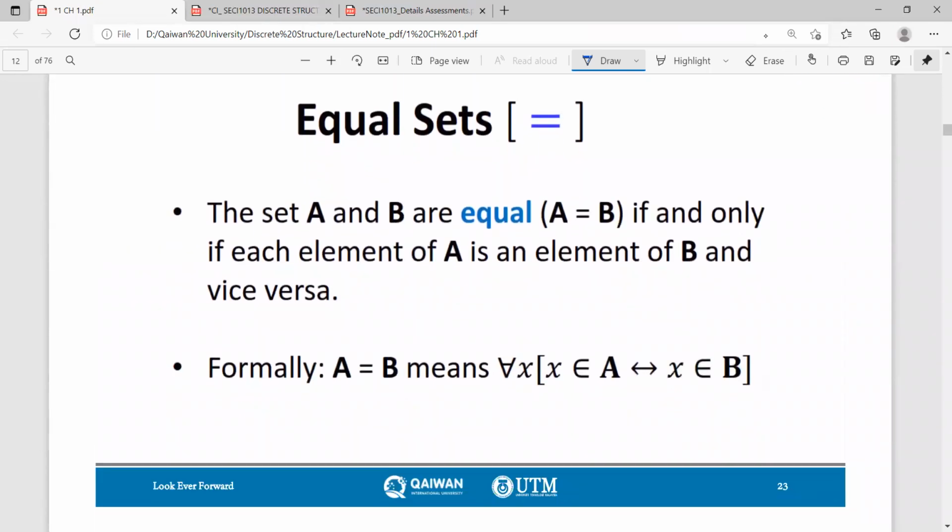Now you have equal sets. We say two sets are equal if they have the same elements. For example, if A is 1, 2, and 3, and B is also 1, 2, and 3, A and B are equal because they have the same elements. You have the same elements in both sets. That's why we can say A is equal to B.